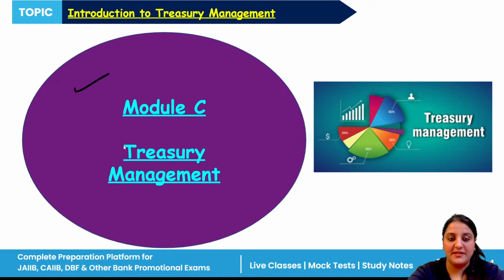Then module C, treasury management. In this module, what are we going to learn? What is the meaning of treasury management? Treasury management is the strategic oversight of how to use the bank's financial resources to ensure liquidity, manage risk, and achieve the financial objectives, right? In this, they invest the surplus funds, mitigate financial risk, and also manage the cash flow. All these things are there in this module, treasury management.